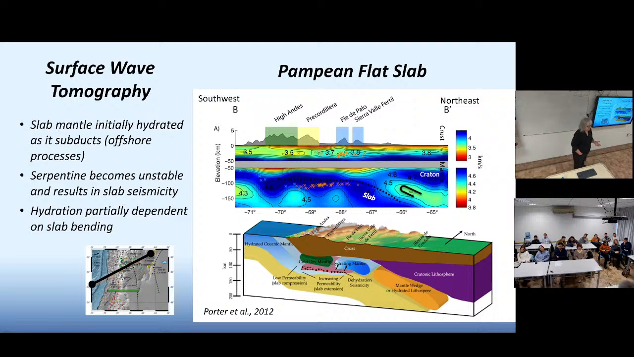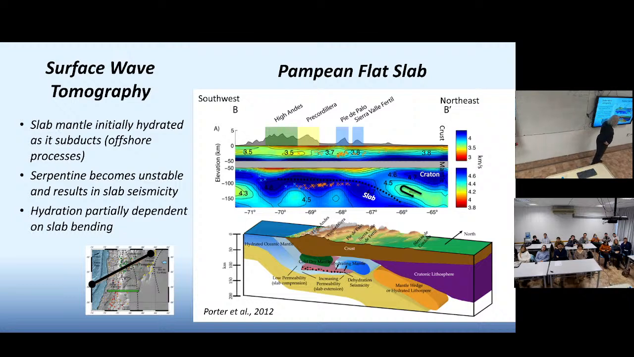And this seems to be typical in flat slabs, that the volcanism moves inland, but then you don't get huge stratovolcanoes, a whole new arc too far inland, because at some point it doesn't have more water to release. But the thing that I put this in for was, the slab comes down, it has to bend to go flat, and then it has to bend again.